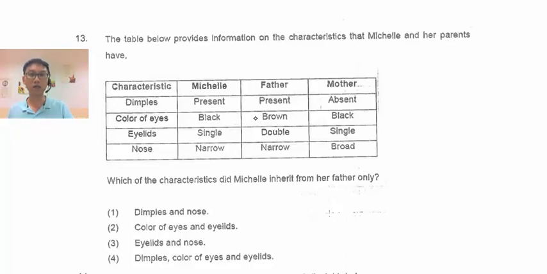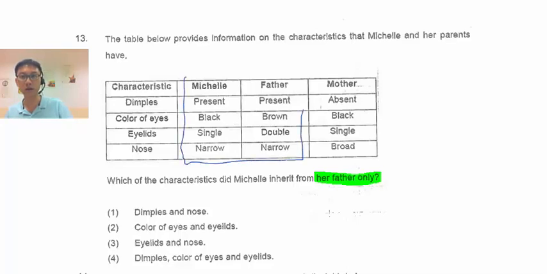Now, the question is, which of the characteristics did Michelle inherit from her father only? So take note, what I'm looking for is her father only. So let's compare both Michelle and the father. I'm just going to narrow this whole thing down and only look at Michelle and the father. So both of them have dimples. Color of eyes, Michelle is black, father is brown.